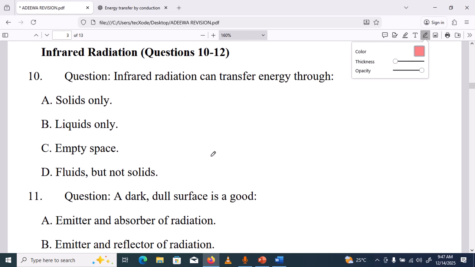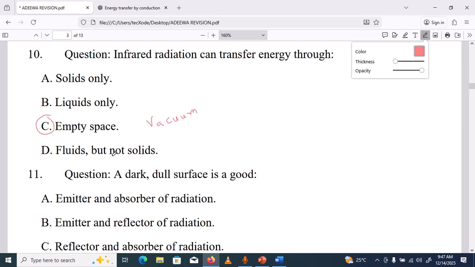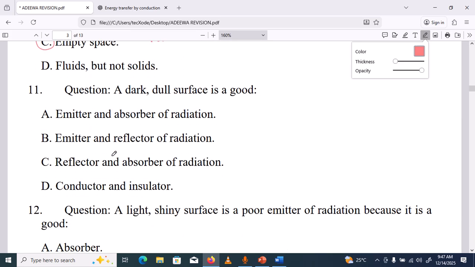And the next one, infrared radiation can transfer energy mainly through empty space, which we call vacuum, remember? So when you see vacuum and empty space, I'm saying the same thing. Now, by the way, a dark surface is a good absorber and emitter. Someone who can absorb must also be the one who can release. So the best answer is a good emitter and absorber of radiation.